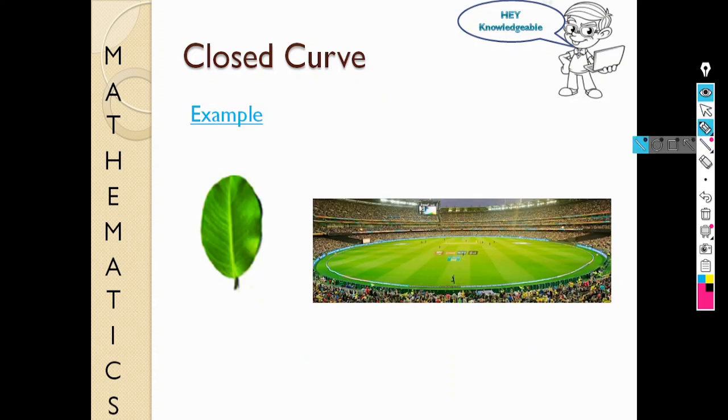A real life example is this leaf. The leaf has a shape something like this, which doesn't have any endpoint and also encloses an area inside it. So we can call it a closed curve. If you see this cricket field, it is also a round structure which doesn't have any endpoint and encloses some area inside it. So we can call it a closed curve.